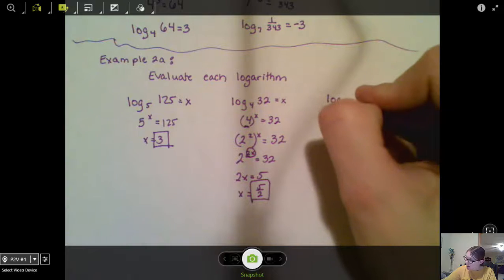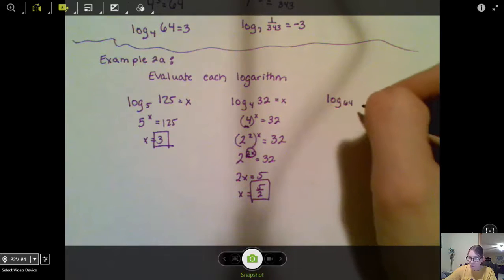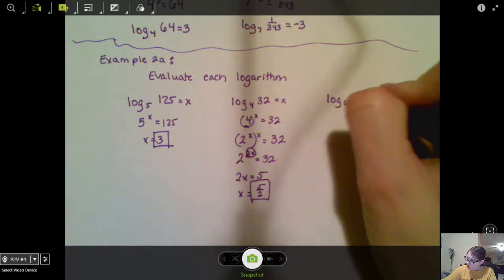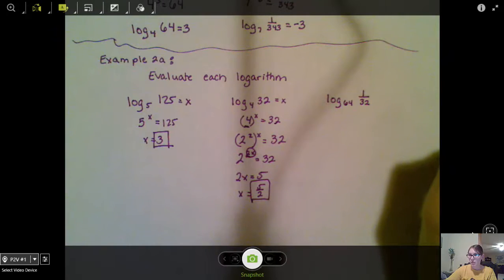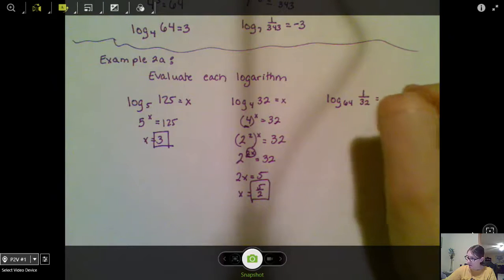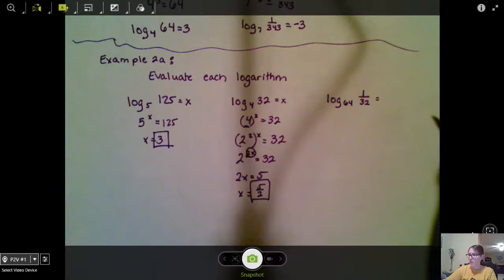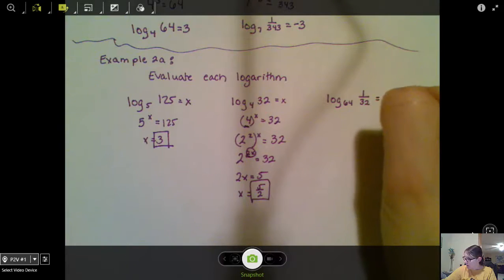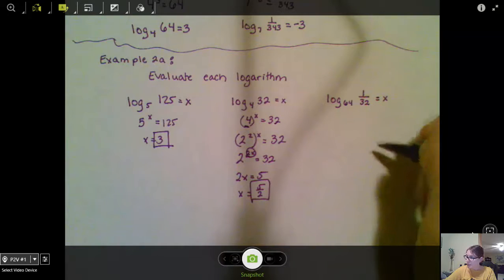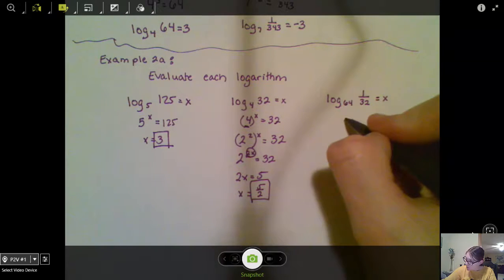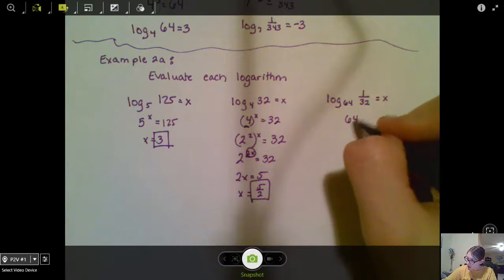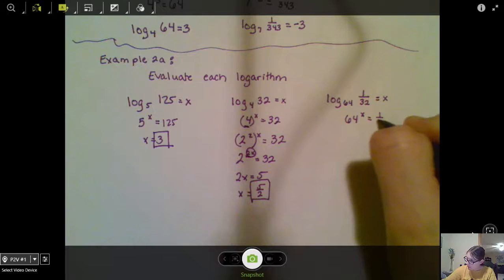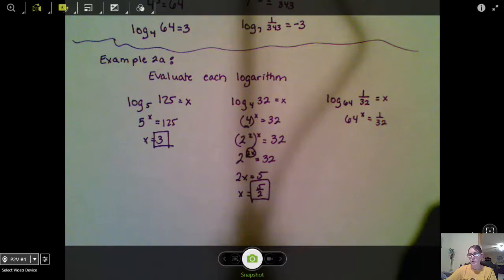All right, these ones are a little complicated, so let's do one more kind of like it. Let's do log base 64 of 1 over 32. This one's even trickier yet because I have that fraction. So a couple things going on here. I'm going to put that x in. Think about what this means as an exponential form. 64 is my base to my log. That's my base for my exponent. 64 to the x power is 1 over 32.